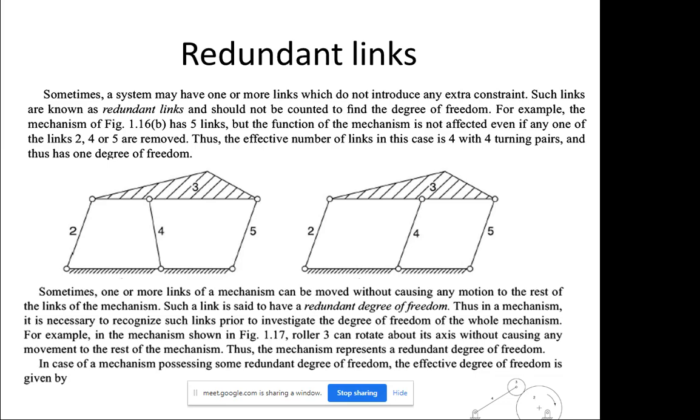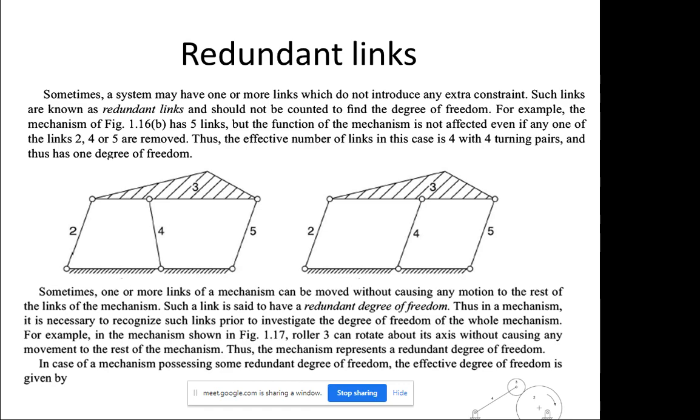So next we'll go with the redundant type of links. This is a type of special problem when you solve with the degree of freedom. Sometimes a system may have one or more links which do not introduce any extra constraint. The extra link will be there, but it will not make any impact on the entire mechanism. So that is known as a redundant link. Such links should not be counted to find the degree of freedom.